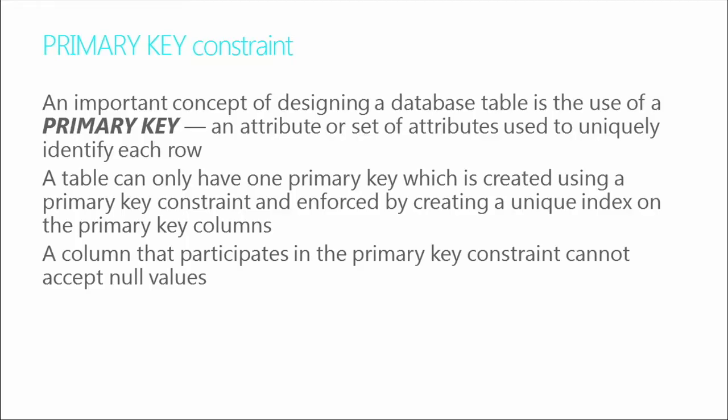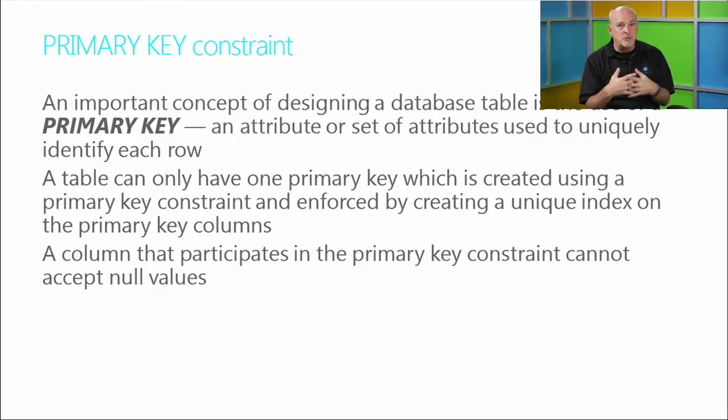A column that participates in this composite primary key or individual primary key cannot allow null values, which means content has to be added there. So I can't just skip by when I'm adding content. If you're going to make a column part of a primary key constraint, then it requires content being added to that. You can enforce that when you're creating the columns, and we'll see that a little bit later on. So the primary key is used for that.